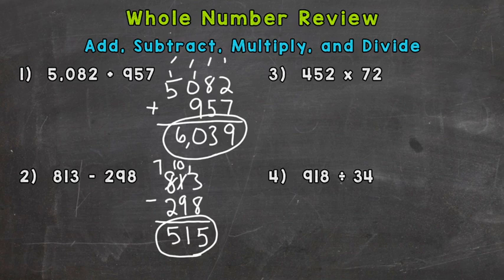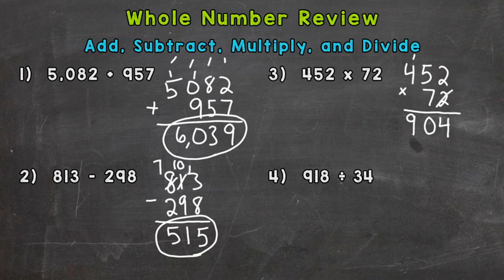On to multiplication. So we have 452 times 72. So again, let's line our places up. And for multiplication, we need to take our 2 to the 2, 5, and 4, and then the 7 to the 2, 5, and 4. So 2 times 2 is 4, 2 times 5 is 10, 2 times 4 is 8, plus that 1 is 9. I'm done with this 2, and I'm done with that regrouped 1.